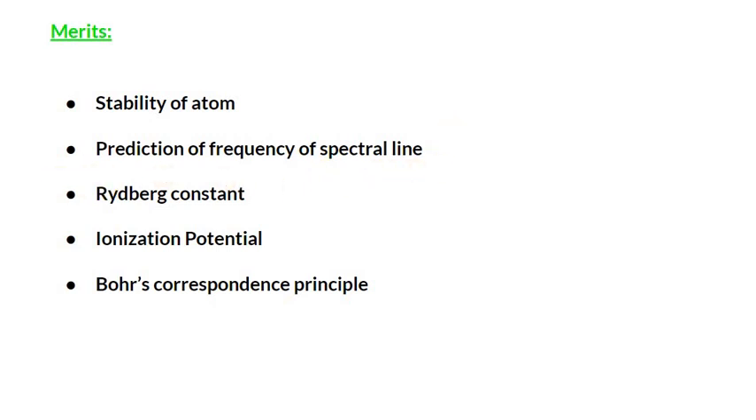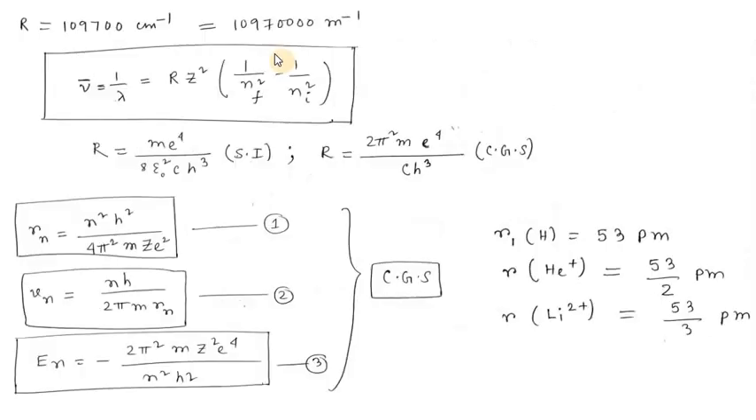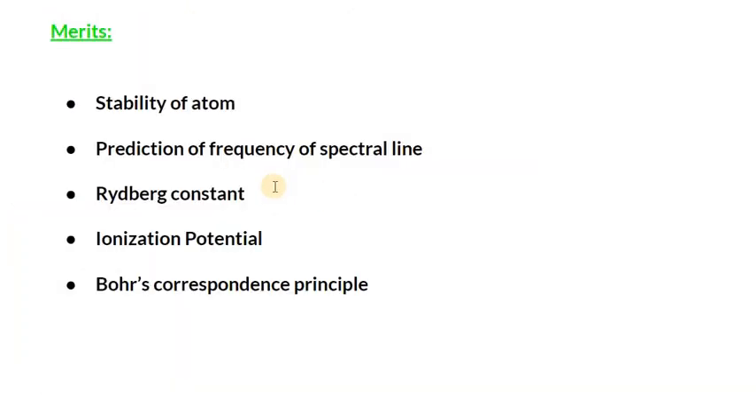Then the Rydberg constant. From experiment we have got the Rydberg constant value as this. If you put the values of m, e, do it yourself, I am giving it as homework. Put the value of the mass of electron, charge of electron, epsilon naught, c, h, then you will get a value, and that value will be very close to this experimental value. That's why Bohr theory was quite good.